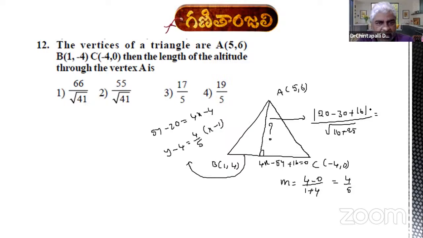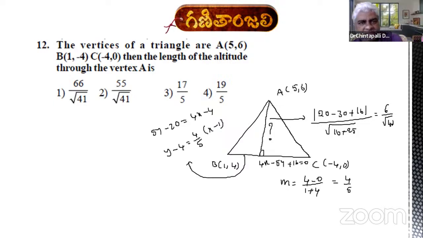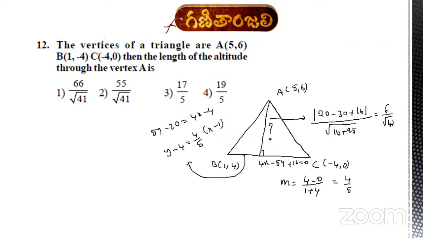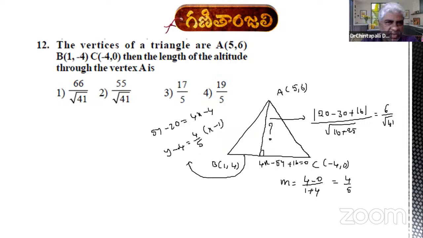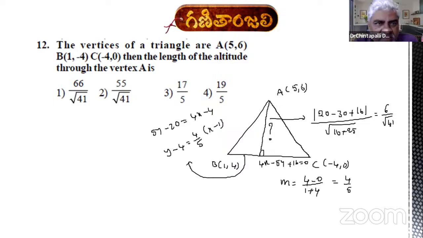Yeah, 6 by root 41. But actually, 6 is not there. Oh, maybe it's a printing mistake, sir. It might be 66, right? So the answer is 6 by root 41. Yes, sir. Yeah, correct only. Yes, you are right.